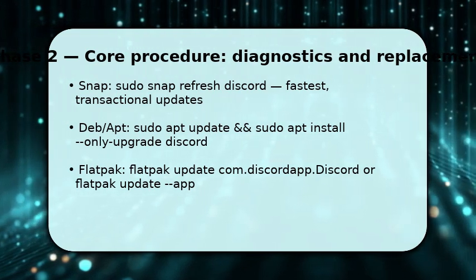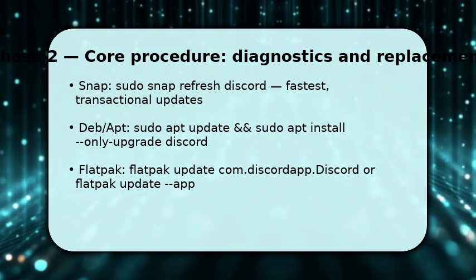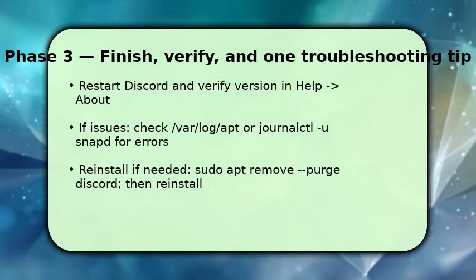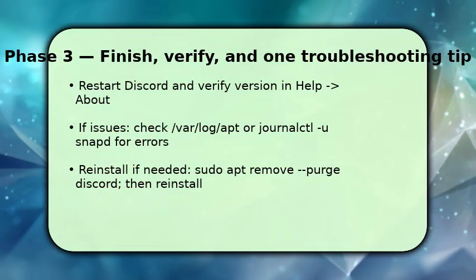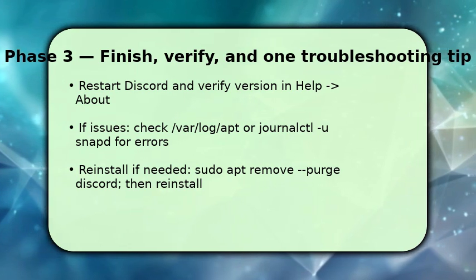You finish by launching Discord and confirming the new version in Help About. That verifies success. If the app fails to start, inspect logs. Use journalctl for snaps or view /var/log/apt for apt problems because logs reveal missing dependencies or permission errors.